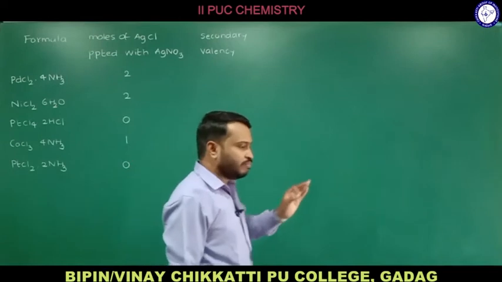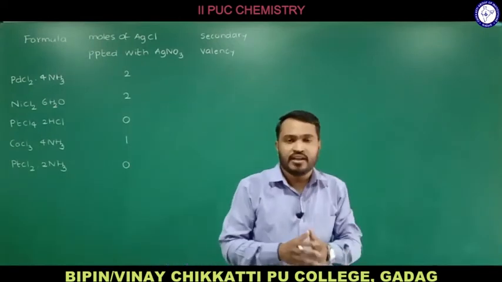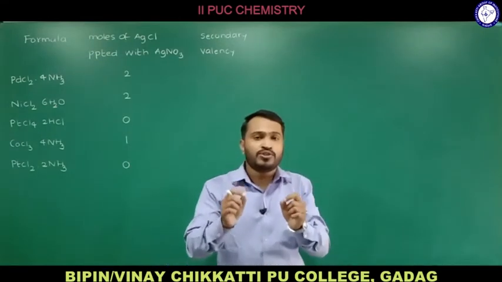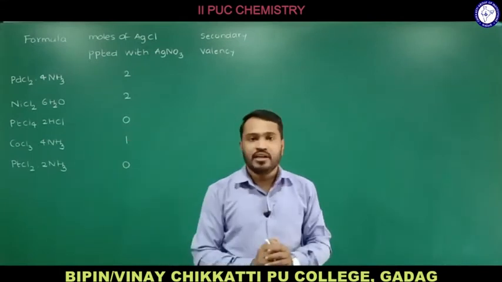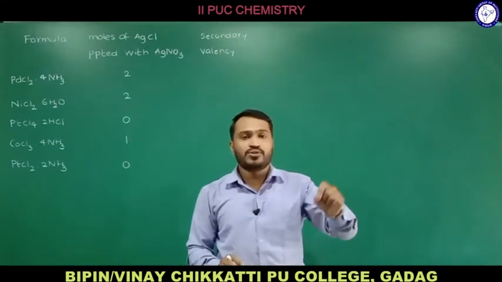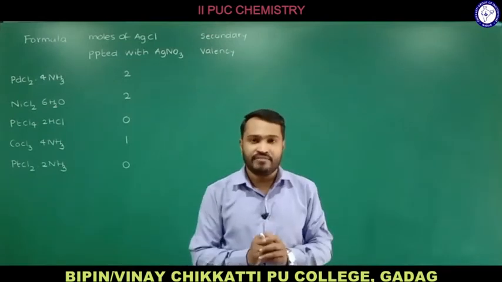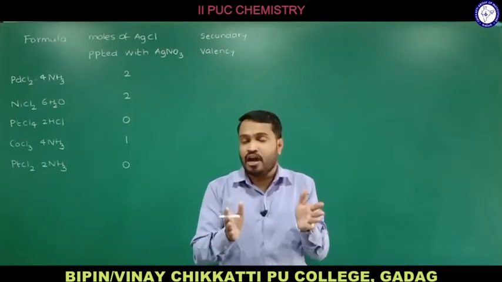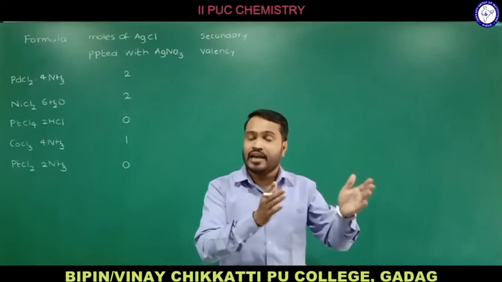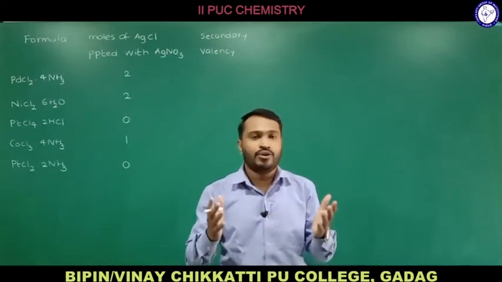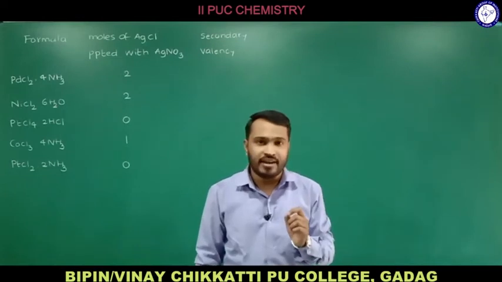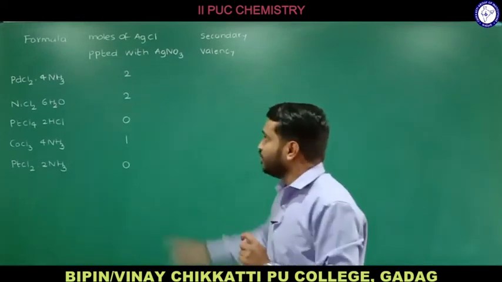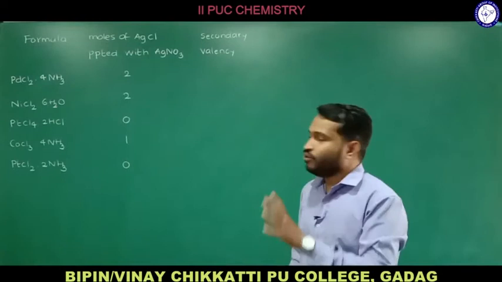And one very simple method you just remember: the number of moles of precipitate, they will mention, because that is the experimental data. So how many moles of Cl minus we have, that amount of Cl is ionizable and the remaining is non-ionizable. That corresponds to the coordination number and the secondary valency. So now see the first example, PdCl2 4NH3.